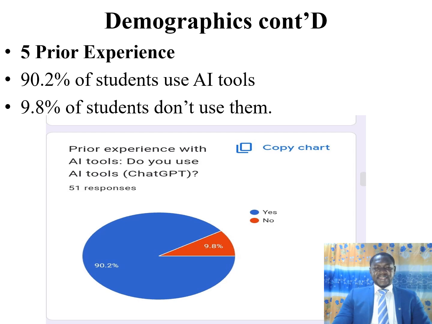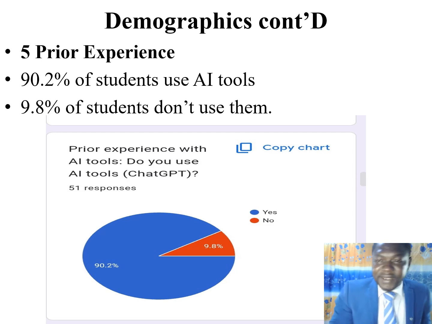The final characteristic of my population sample was students who have experience in the use of AI tools and students who do not. After the collection of the responses, 90.2% of the students use AI tools for their academic work. 9.8% of students do not.